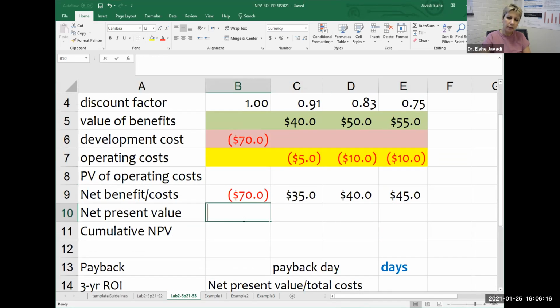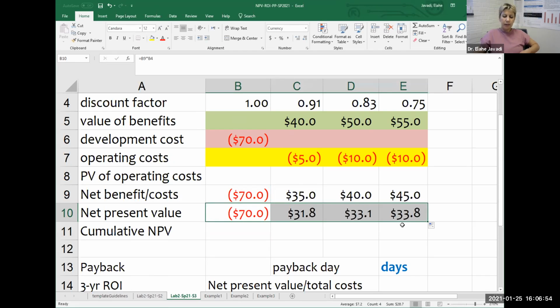So we're going to do that thing that we told you we're going to do every time we want to get a present value, the current value of future money. I put the equal sign, got the money, net benefit and cost, multiplied by the discount factor for that year. Year one is the same because there is no discount for year one. But as you see, as I drag it to the right, the money loses value.